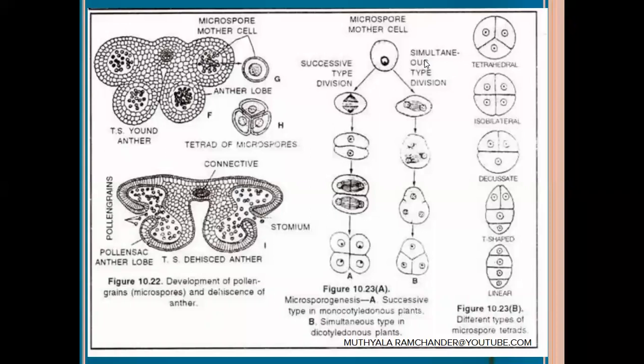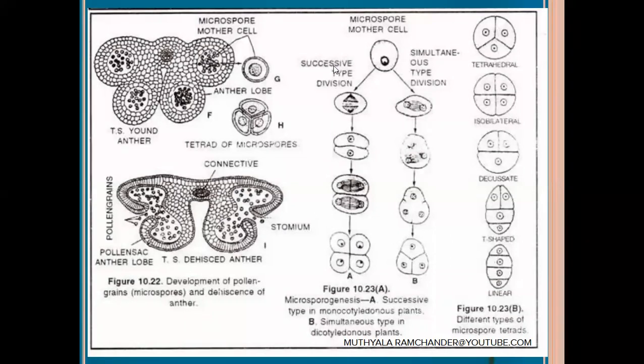Simultaneous means the first divisions are karyokinesis divisions: karyokinesis division 1, karyokinesis division 2. Then cytokinesis occurs simultaneously to form 4 haploid microspores. The 4 haploid microspores are also called pollen grains. In successive division, the first meiotic division is completed to form 2 cells. The 2 cells again participate in the second meiotic division to form 4 cells. The 4 cells are in haploid condition.